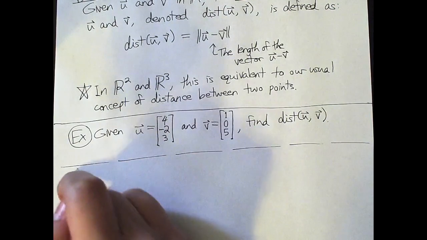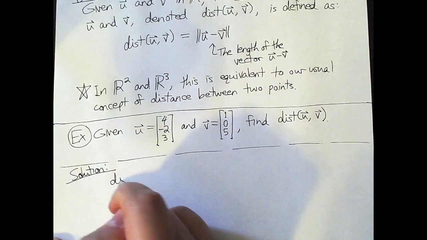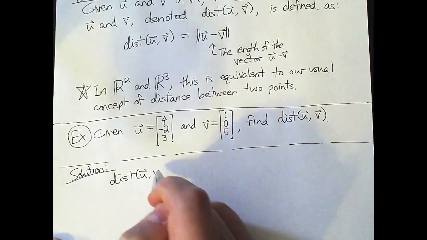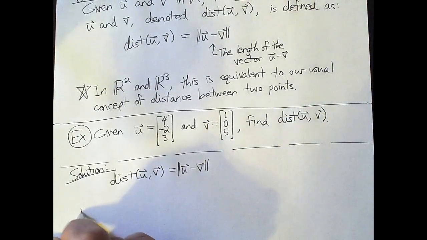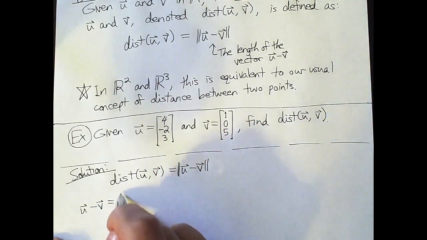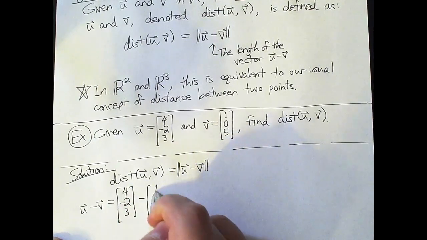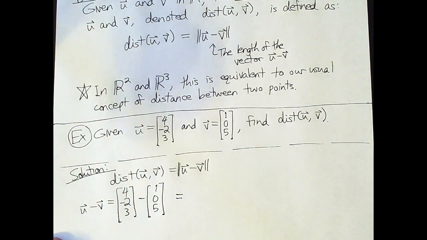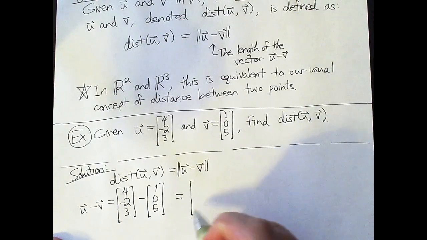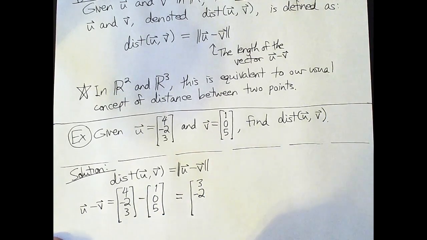Okay, so solution for this. We're expecting the answer to just be a number. We do the formula above. Distance of u comma v is going to be the norm of u minus v. So let's figure out what u minus v is. This vector minus this vector. Remember, we talked about how to subtract two matrices. It was a long time ago, but all you do here is subtract the corresponding entries. 4 minus 1 is 3, negative 2 minus 0 is negative 2, 3 minus 5 is negative 2.